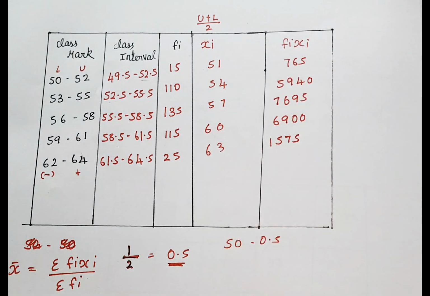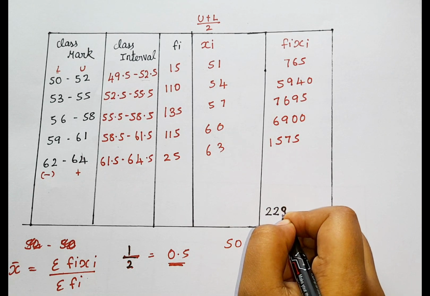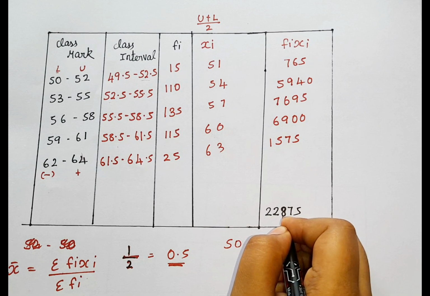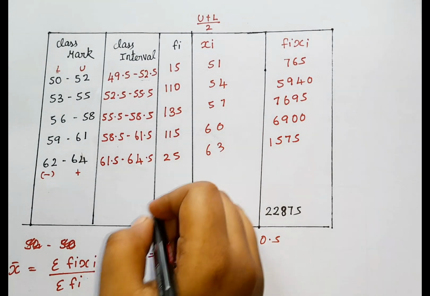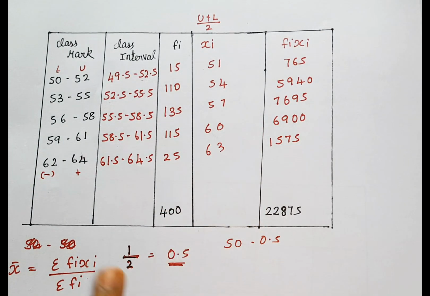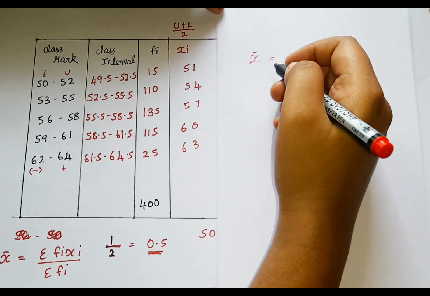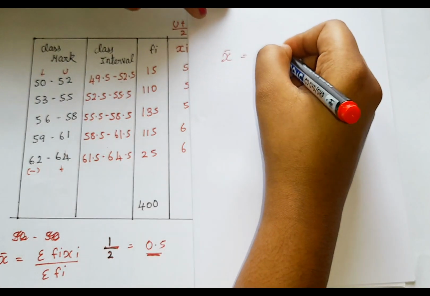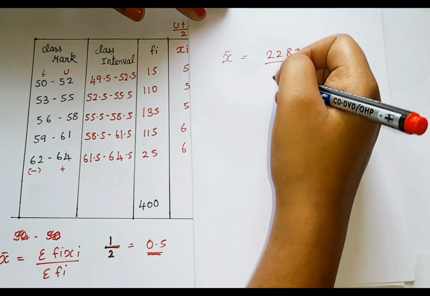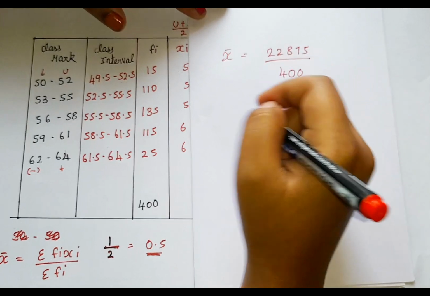When I add the totals, the sum of fi xi is 22,875. When I add the fi values, I'll get 400. Now I know the fi xi value and the fi value, so I'm going to substitute the values. X bar is equal to sigma fi xi, that is 22,875 divided by 400.